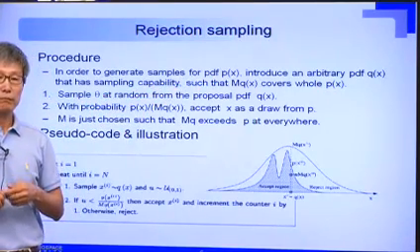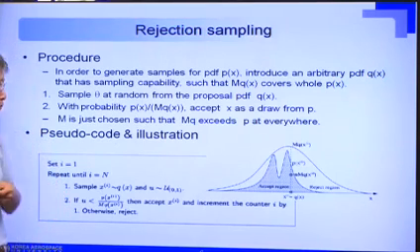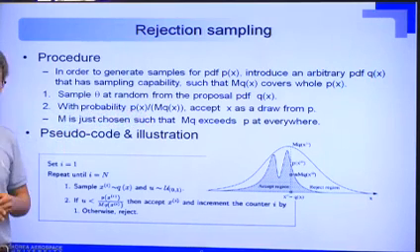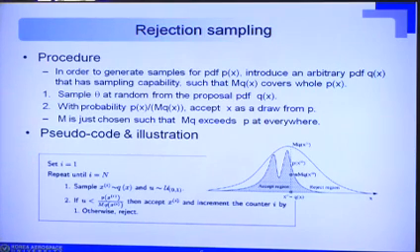In order to do that, we need P(x). To calculate the ratio, we need P(x). P(x) should be calculated. If we already have P(x), we can sample the distribution without Q. That is the inverse method that we showed.